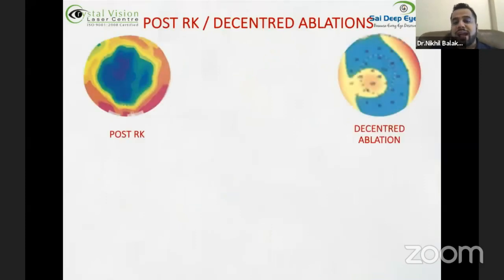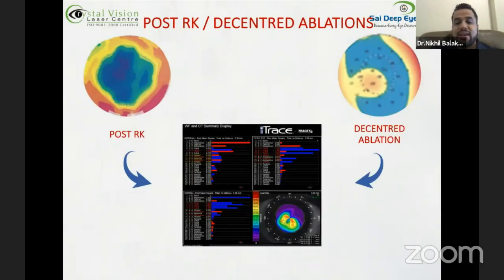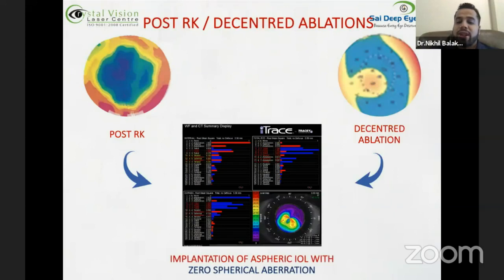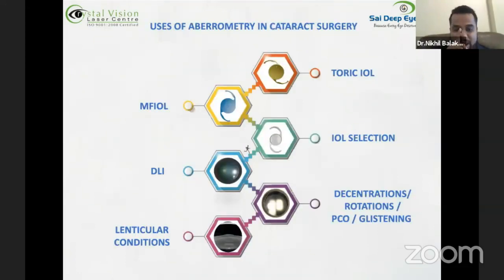In patients post-RK or with decentered ablations, where higher order aberrations are out of bounds, in these cases you should just go ahead with a zero spherical aberration IOL.